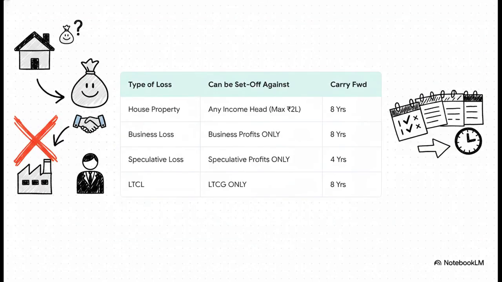Okay, now for some good news. Let's talk about set-off. If you made a loss in one area, you can sometimes use it to lower a profit in another area. But it's a game with very strict rules. Check out the table. A loss from house property is super flexible. You can set it off against almost any other income, up to 2 lakhs. But a business loss, nope, that can only be set off against other business profits. And speculative or long-term capital losses are even stricter. They can only be used against their own kind. And the big rule to remember, you can never, ever set off a business loss against your salary income.